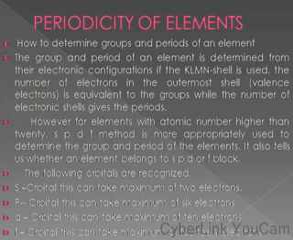Now the next thing is how to determine group and period. We have seen that the periodic table is such that the elements are arranged in groups and then periods. Now let's see how we determine the group and period. If you remember, our KLM method of writing electronic configuration only gave us the group and the period of a particular element, where the number of valence electrons gives us the group, while the number of shells gives us the period.